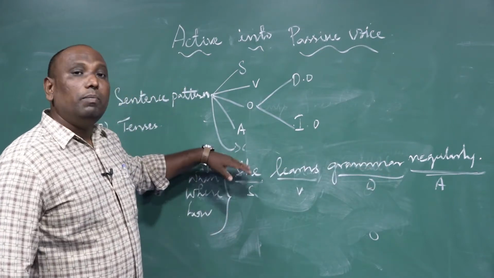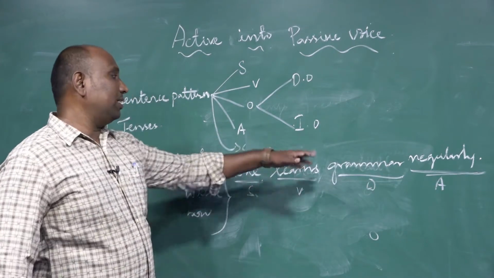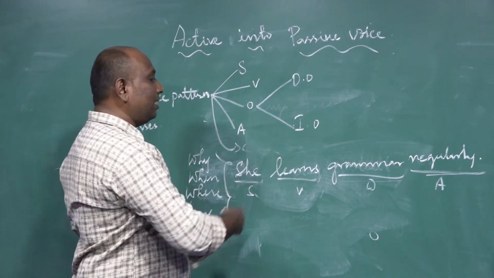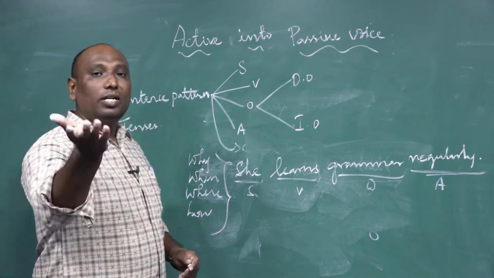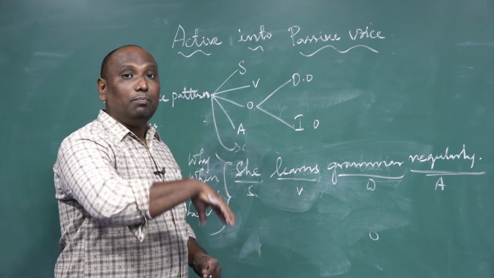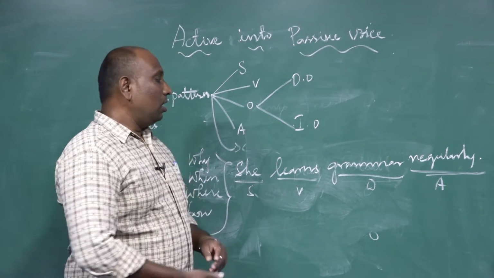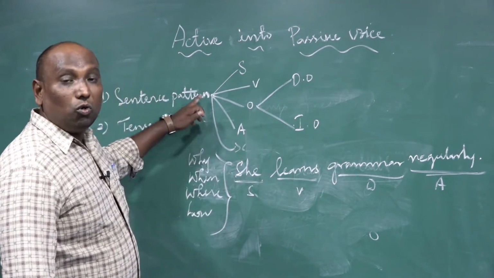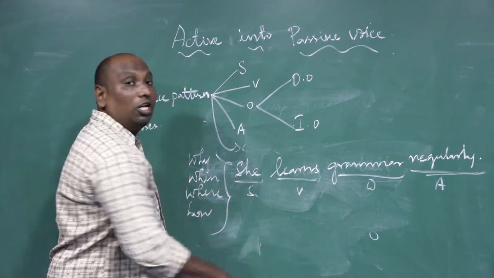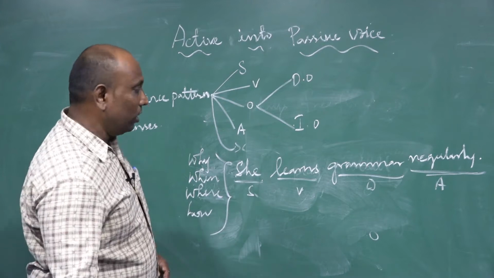So what is a complement? A complement completes the meaning of a sentence. For example, "He is a doctor." Here "he" is the subject, and "doctor" is the complement, which gives complete meaning to the subject. So generally we must know this. Without knowing how to identify the subject, verb, and object, you cannot write the active voice and passive voice.